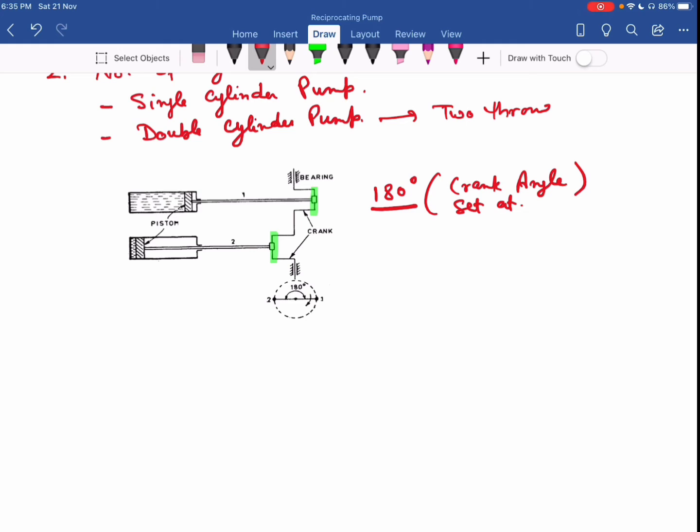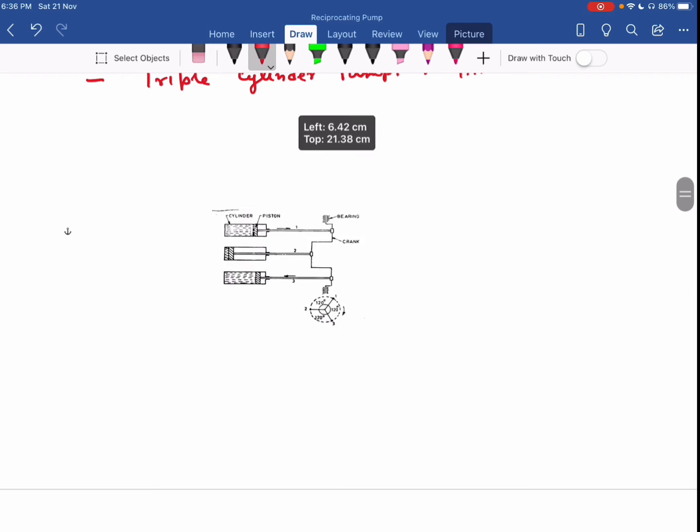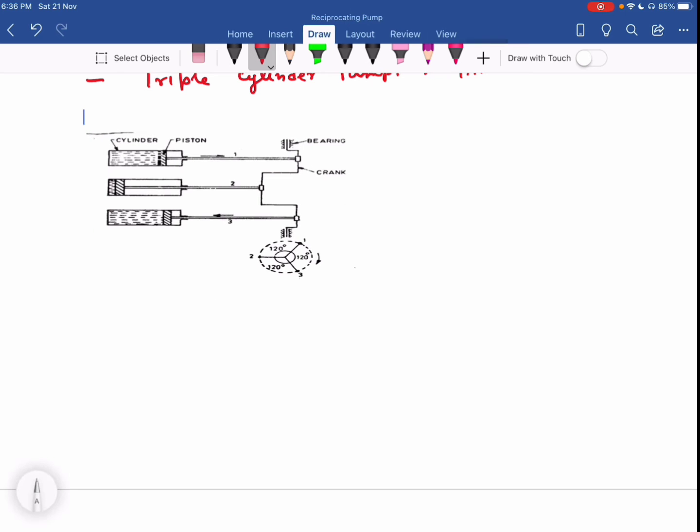Then next is the triple cylinder pump, which I also call a three throw pump. You can see the diagram for the three throw pump. In this diagram, we have three different cylinders. Each cylinder has its own suction and delivery pipe.